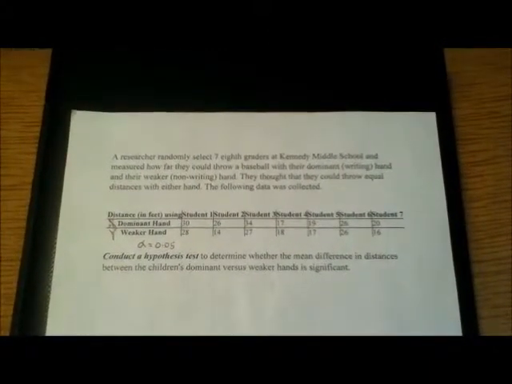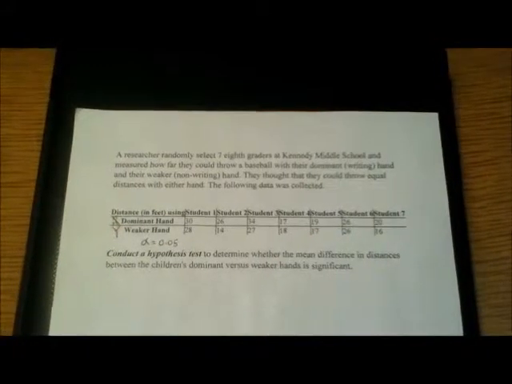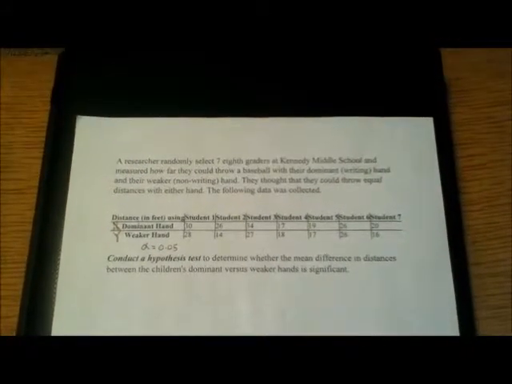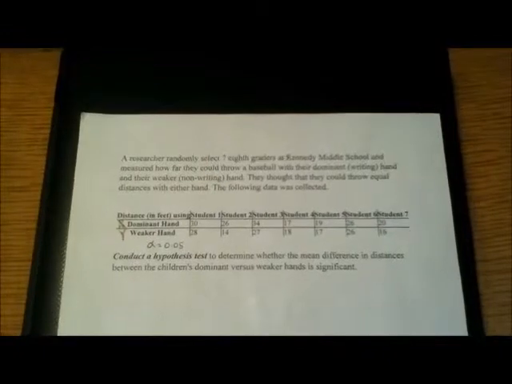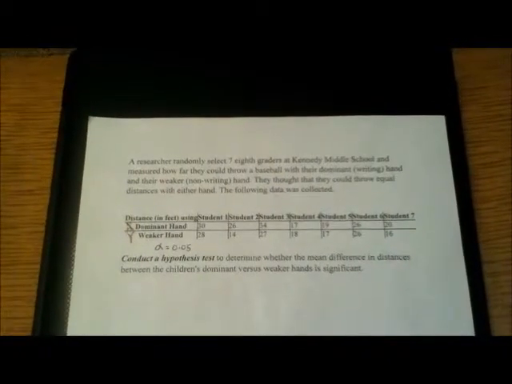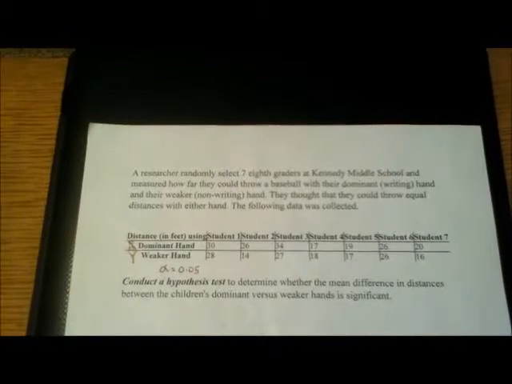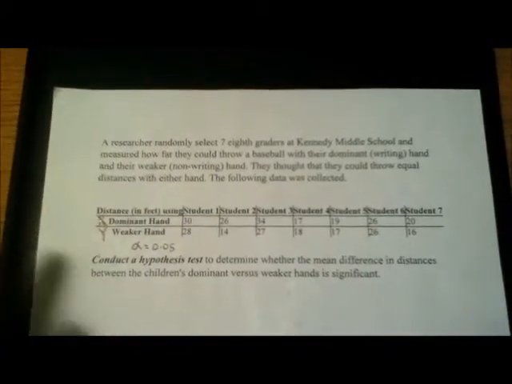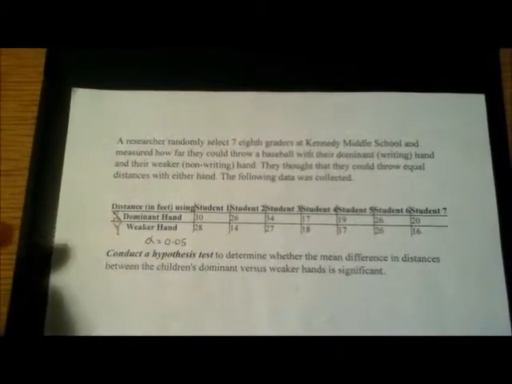Conduct a hypothesis test to determine whether the mean difference in distances between the children's dominant versus weaker hand is significant. In this case, we can see that the sample is obtained using simple random sampling. The sample values are matched pairs, the differences are normally distributed with no outliers, and the sample values are independent. This is matched pair design data because the variable is measured on the same subject for both the dominant and non-dominant hand.